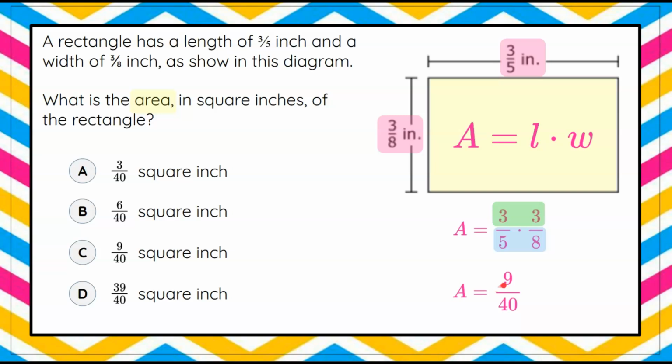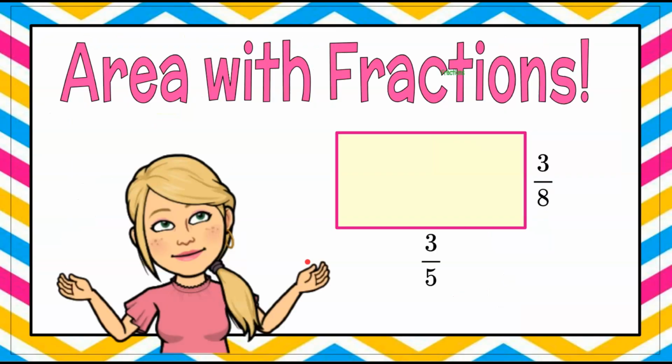This is in simplest form because 9 only has factors of 3 and 40 is not evenly divisible by 3. And we can see that our answer choice is C, 9/40 of a square inch. And that is how we find the area of a rectangle with fractions. We multiply the length and the width.